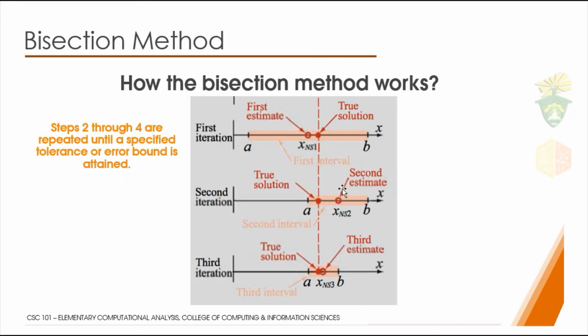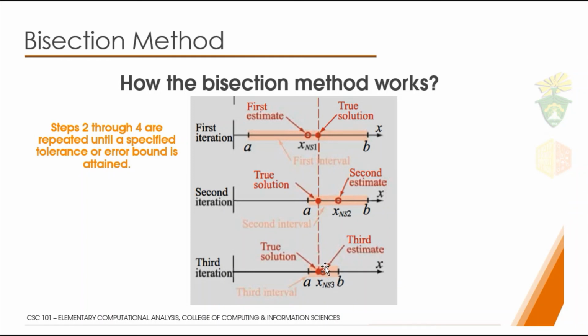If we see that our next estimate is very far away from the true solution, then this is not yet the correct approximation. We test it through error, which I explained in our previous lecture video. Since the true solution is here, our new interval should be from a to x sub n+2.